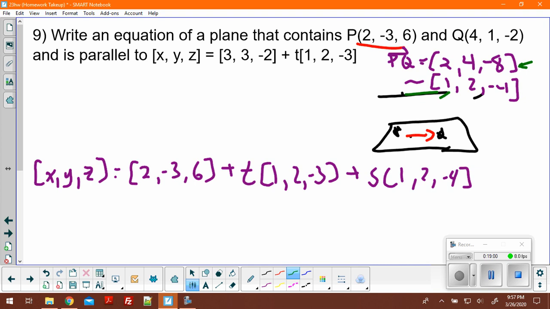Okay, and again, just to quickly review, if I wanted to get this to scalar form, I would need to take the cross product of my 2 direction vectors, and start filling in my A, B, C in my scalar form. Okay, but there's the equation of the plane.